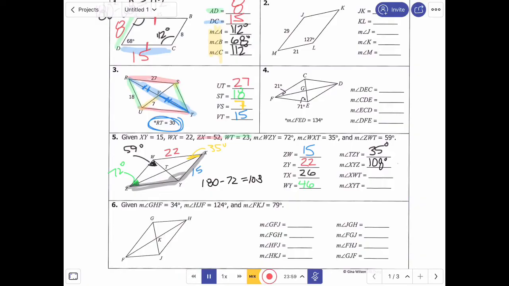Next, I have to erase some of this stuff. I'm going to find angle XWT. So angle XWT, that's right here. So remember we said, oh, these aren't necessarily going to be congruent, so just because this angle is 59, that doesn't mean WXYZ or XWT is going to be also 59. So I've got to do a little different things.